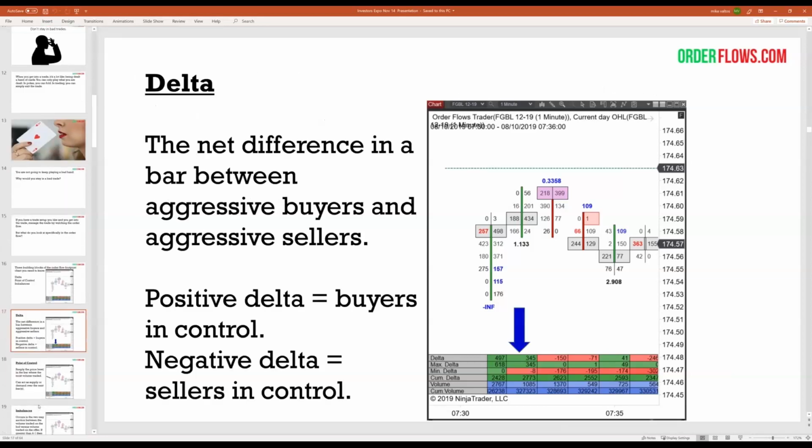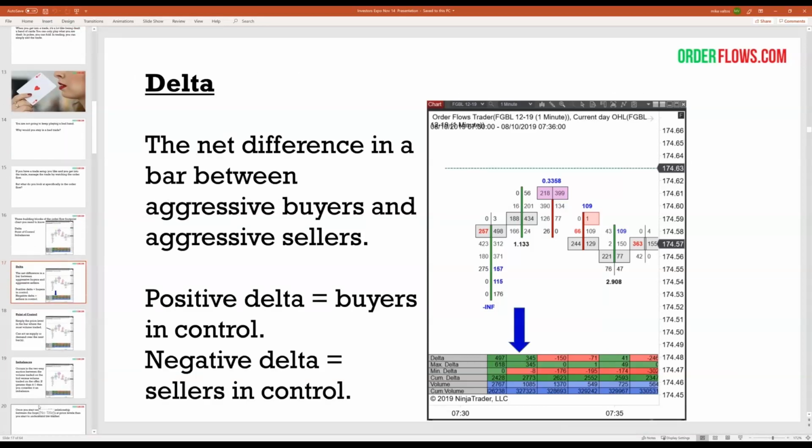Now, just really quick, delta is the net difference in a bar between aggressive buyers and aggressive sellers. And in most software, like this is my software, this chart here, delta appears on the bottom. If it's positive delta, generally it means buyers are in control. If it's negative delta, a negative number, then it means sellers are in control.